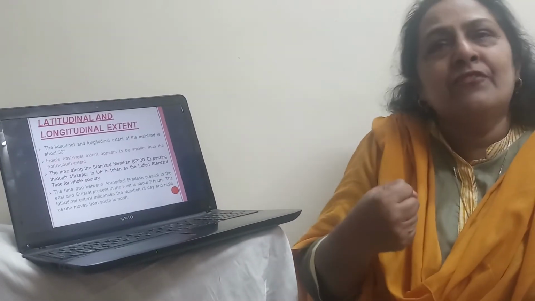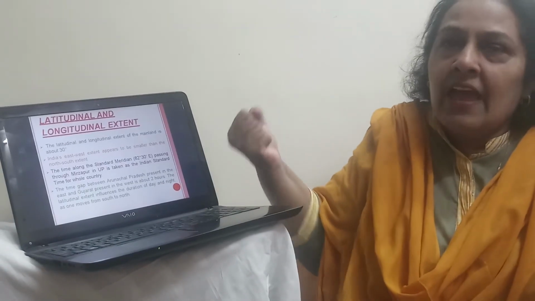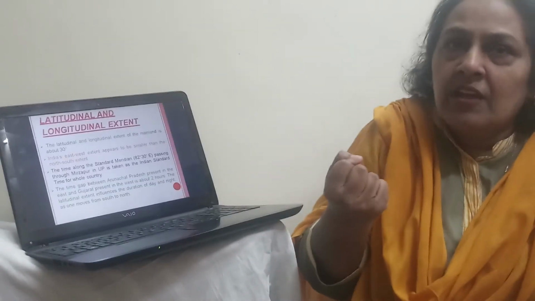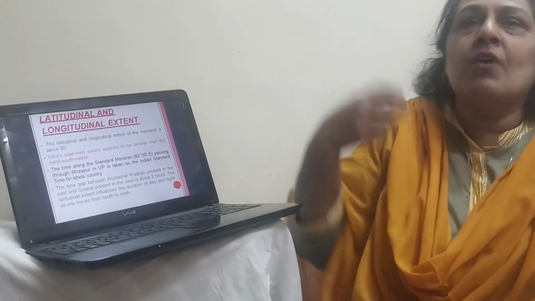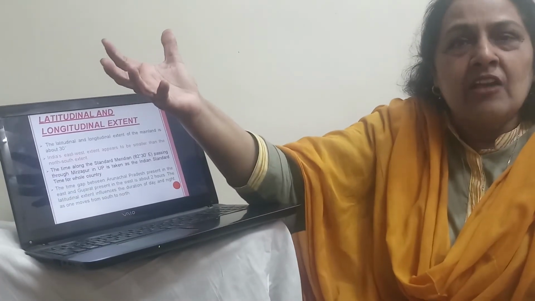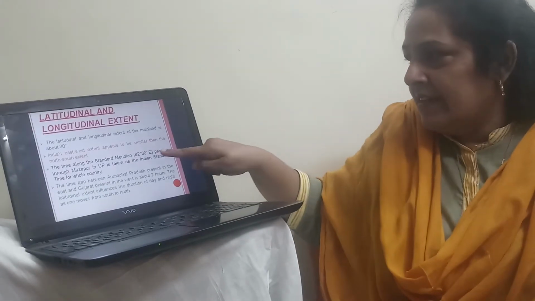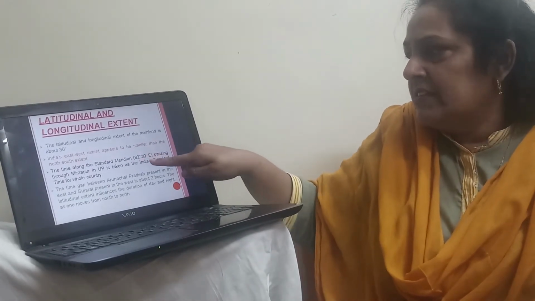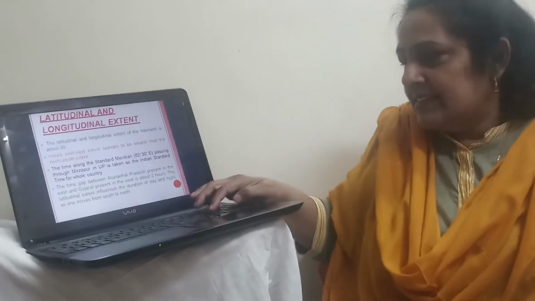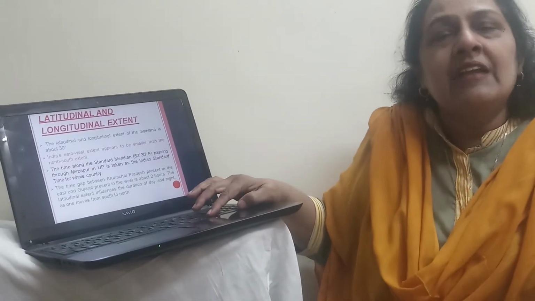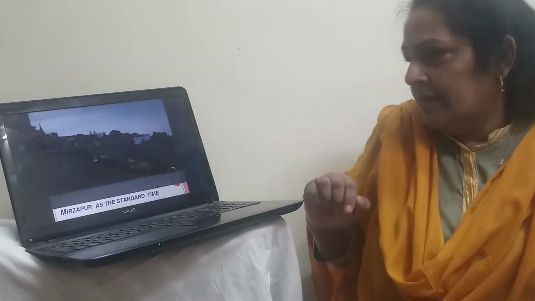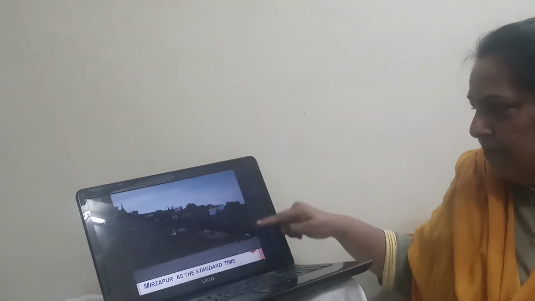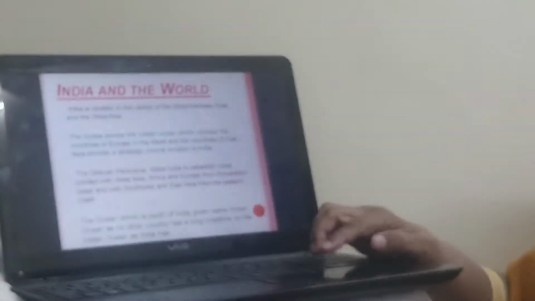Can we have a different time in Calcutta and a different time in Surat? We cannot, right? We want to leave here and talk to our cousin in, say, Calcutta. So we need a standard meridian. 82 degrees 30 minutes east is the standard meridian for India. It passes through Allahabad, Mirzapur near Allahabad. This is what Mirzapur looks like, as the standard time.